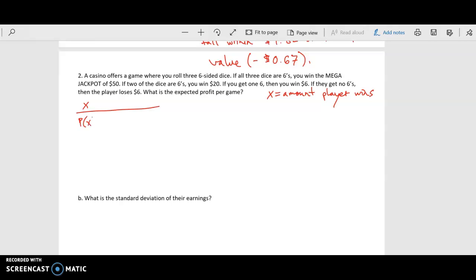And we got 3 situations here. Could win 50. That's 1 out of 216. And this is 6-sided dice. So let's see. This is just 6 times 6 times 6, or 6 to the third. There's only one way to get 3 6s. It's like our table of rolling 2 dice, but there's 3, so it's kind of hard to see in a table.